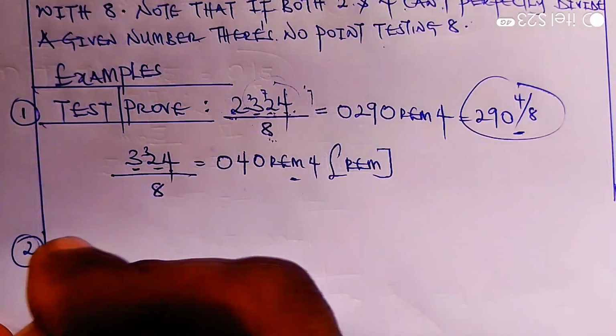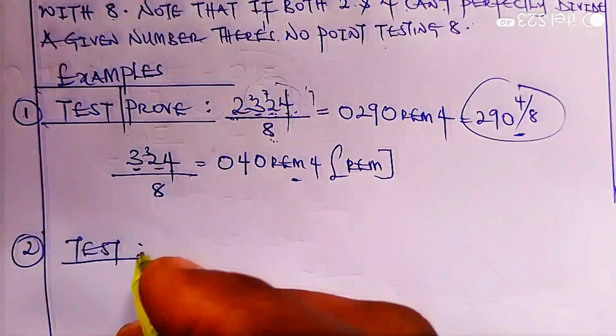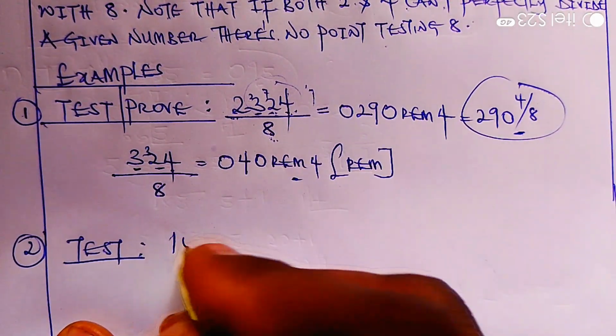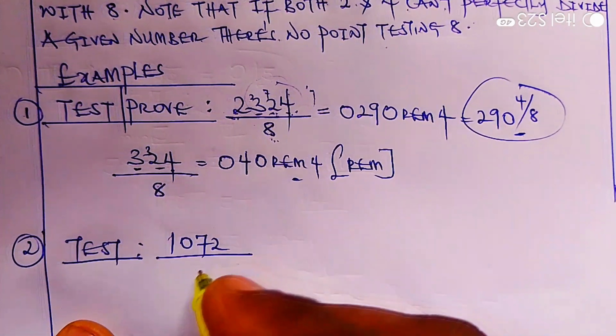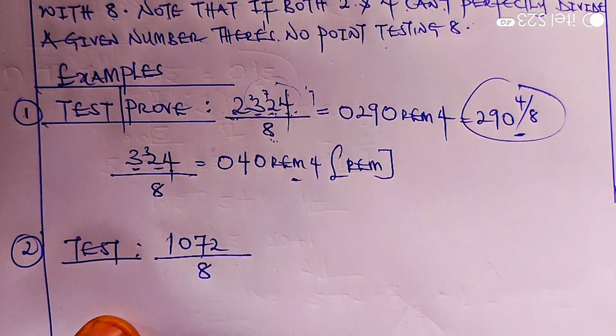Let's see if 8 will be able to divide this number without a remainder. 1072 divided by 8. When 8 divides 1072, will there be a remainder or not? How do I get to know?